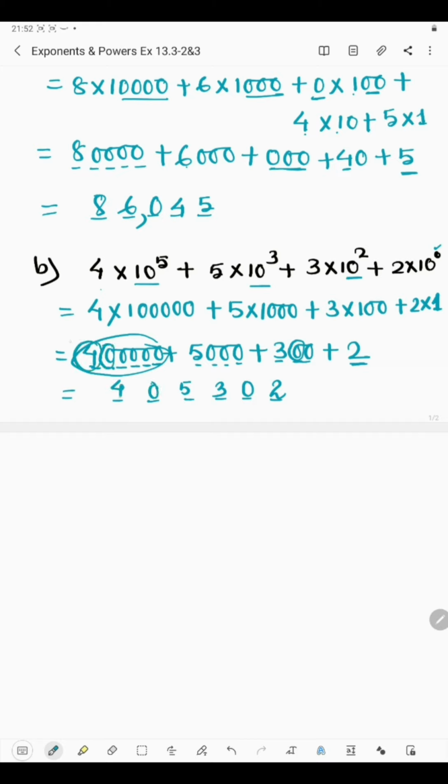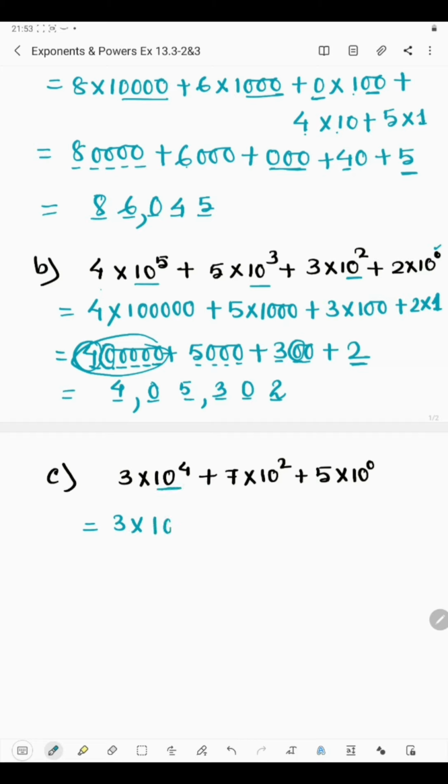Okay, now coming to the C part. In the C part we have 3 multiplied by 10 to the power 4 plus 7 into 10 square plus 5 into 10 to the power 0. Now 3 multiplied by 10 to the power 4 means we will have 4 zeros with 1. Then 7 multiplied by 10 square means we will have 2 zeros with 1, and 5 multiplied by 10 to the power 0 is 1.